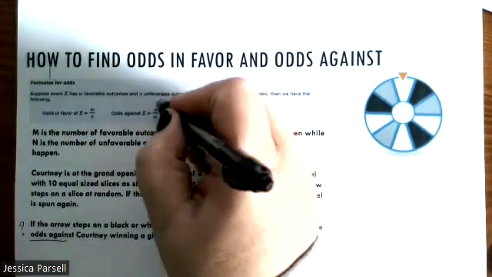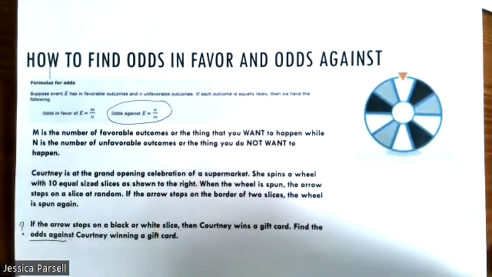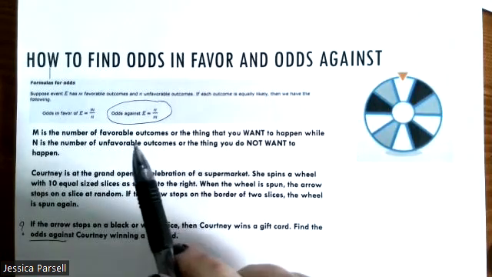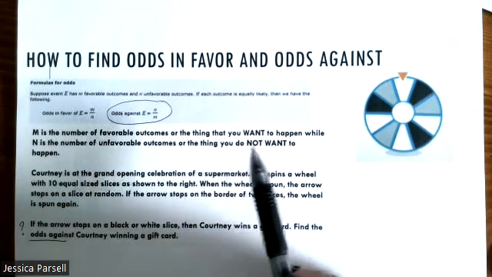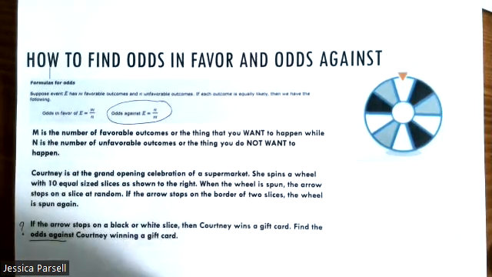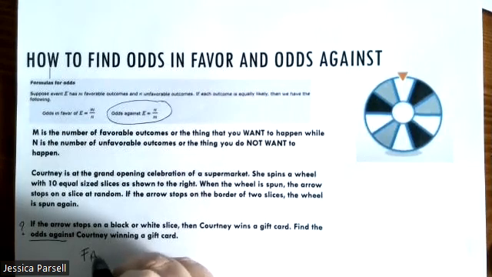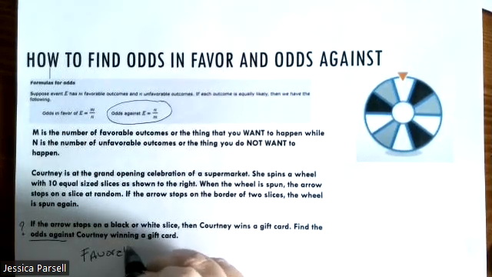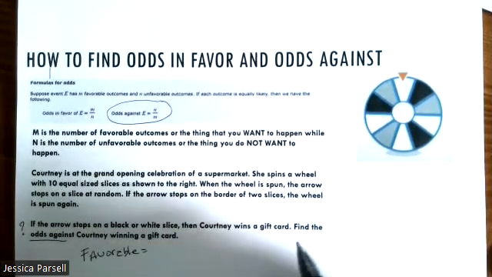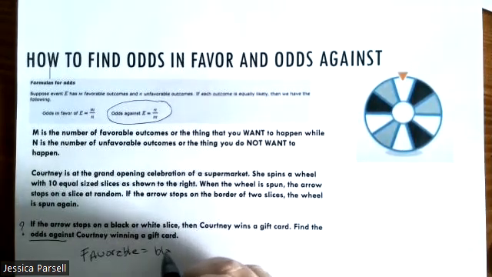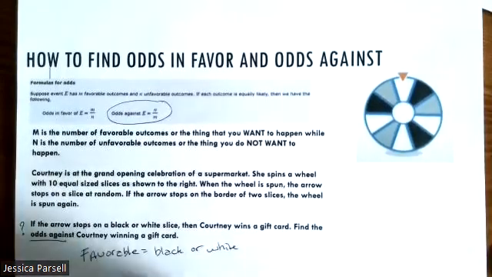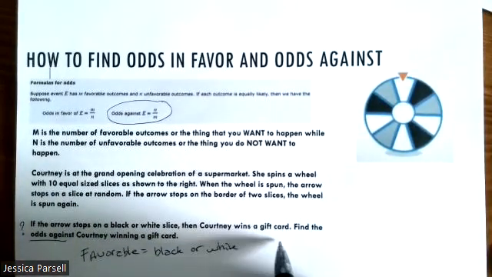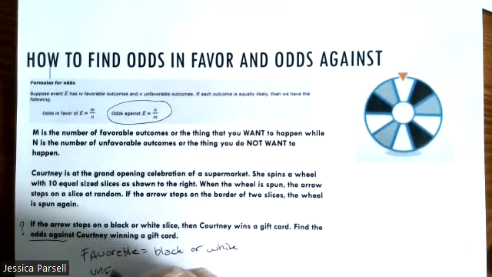Okay, so odds against means we're going to use this formula here. But in each of these formulas, you need to figure out what N and M are. Okay, so M is the number of favorable outcomes or things you want to happen. Well, we know that favorable is Courtney winning a gift card. So favorable means that she is looking to land on a black or a white slice. Okay, so that's considered favorable because then she would win the gift card. So unfavorable would be the gray.